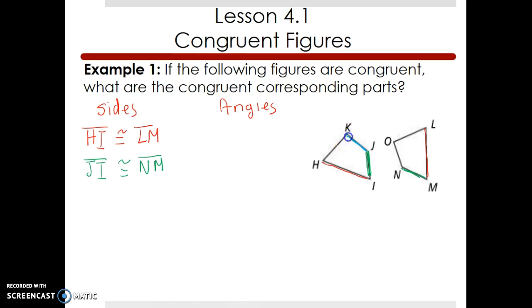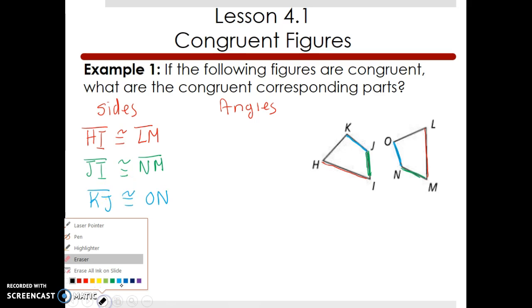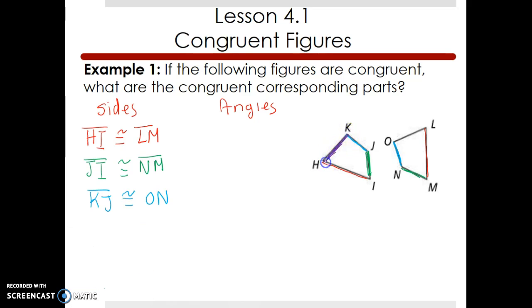Then we can go with KJ, and ON go together. So KJ is congruent to ON. And the last one I have is KH and OL. So KH is congruent to OL.